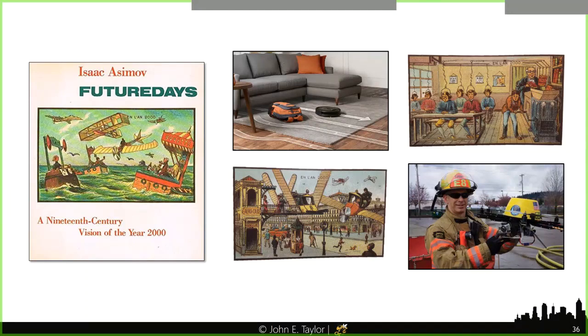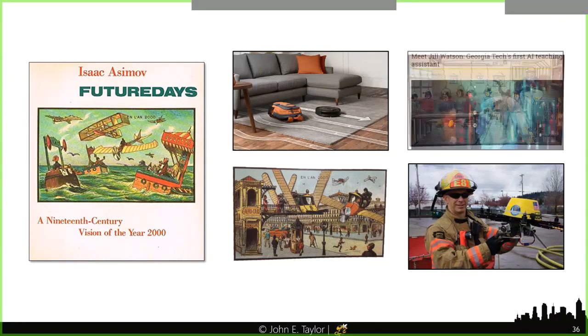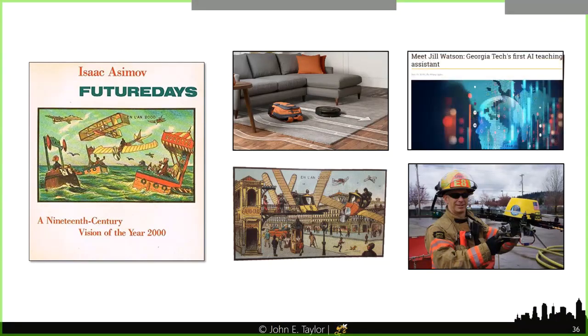The upper right, the professor dropping the books into the grinder and it going into the student's head, not exactly, but we do have an artificial intelligence teaching assistant at Georgia Tech who started a couple years ago and has actually won a teaching award. So that's certainly happening.